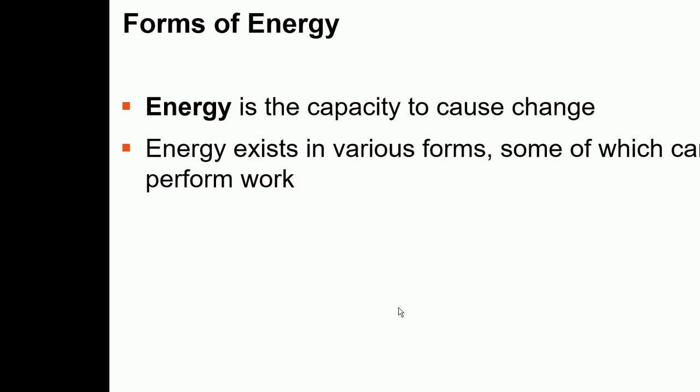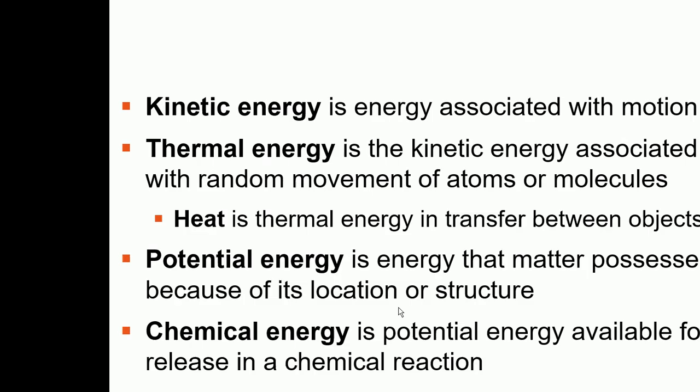Okay, so we just talked about what metabolism is, and under the metabolism, what are anabolic reactions and what are catabolic reactions. And now let's talk about what is energy. So energy is the capacity to cause some change. And there are different kinds of energies. There's kinetic energy, thermal energy, potential energy, chemical energy.